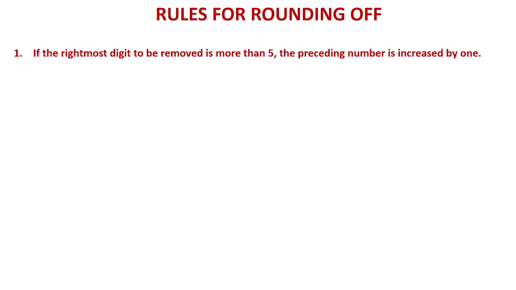You see, if the rightmost digit to be removed is more than 5, the preceding number is increased by 1. It means, suppose you have a number 2.356, and you have to round off to only 2 decimals, meaning after the decimal there should be only two numbers. So for rounding it off, if the third number, the last number, is more than 5, then 1 will be added to the previous number.